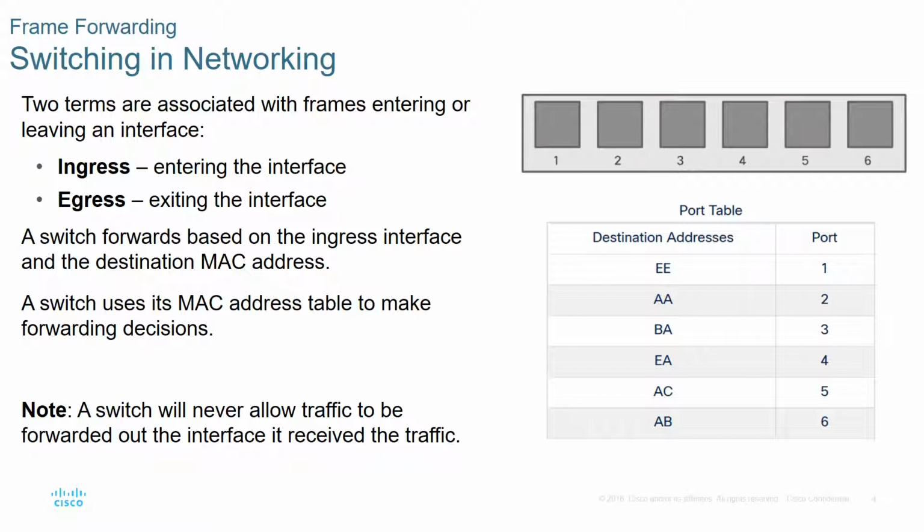A switch uses its MAC address table to make forwarding decisions. Note, a switch will never allow traffic to be forwarded out of the interface it receives the traffic on. You can see a simplified version of the MAC address table in the diagram presented here. Destination addresses, MAC addresses, are shown on the left-hand side, and then the port numbers that they are associated with.